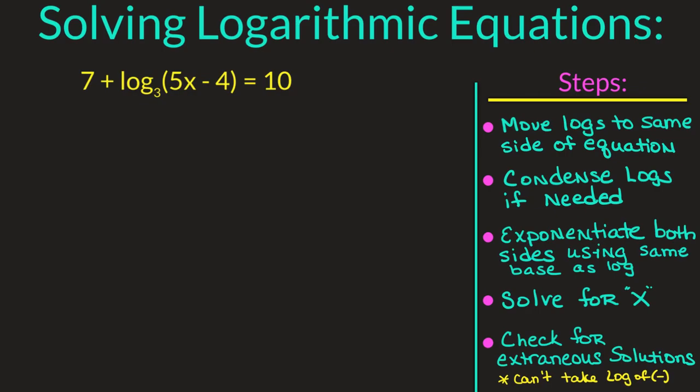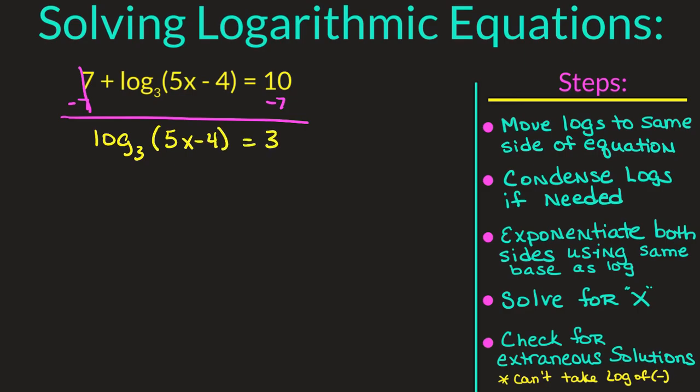So for our first example, we have 7 plus the log base 3 of 5x minus 4 all equals 10. The first step says that we're supposed to consolidate or condense logs if we can. There's nothing to condense. They're all on the same side. So the first step that we're going to do here is subtract 7 on both sides. When we do that, the 7s will cancel. And then I'm left with log base 3 of 5x minus 4 equals 3.